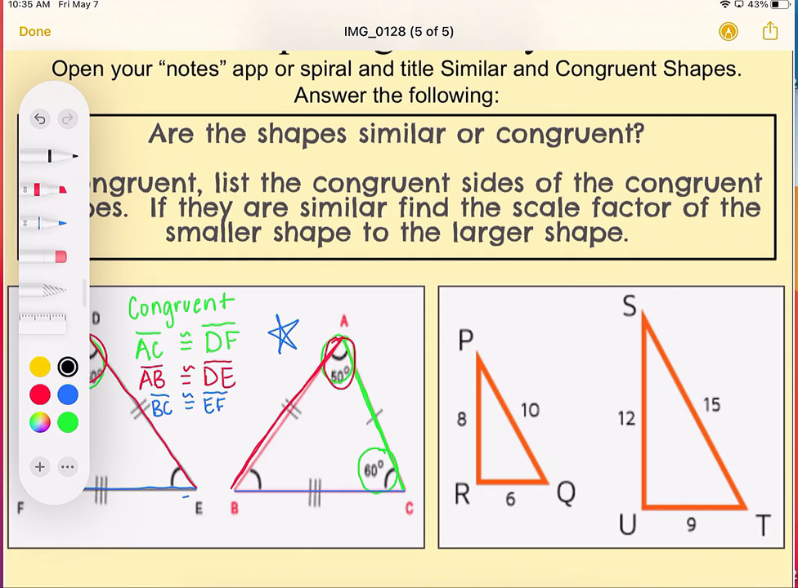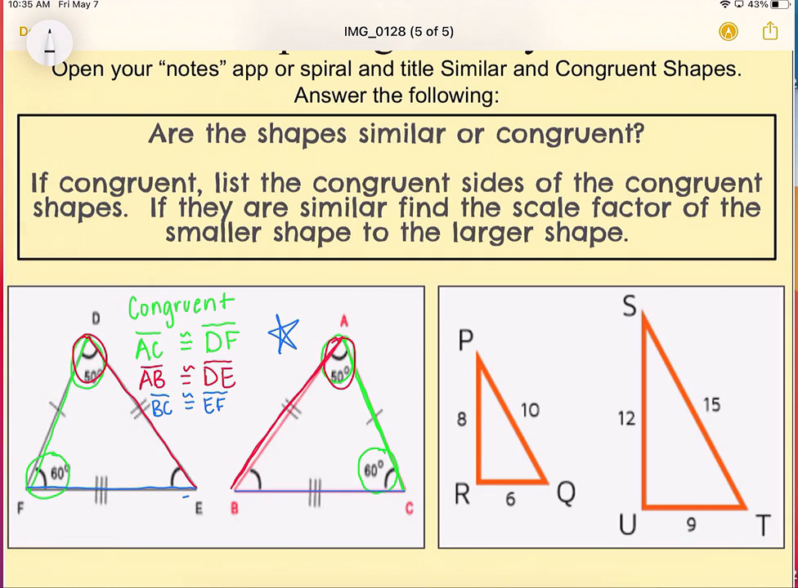Okay, let's look at our second set of shapes. Those shapes, if you notice, they're the exact same shape. They're both triangles, but they're not the same size. So we say that these are similar. Okay, so we need to find what is the ratio of the smaller shape to the larger shape. And we also use the word scale factor in here. Remember when we talk about scale factor, that's the same thing as the ratio.